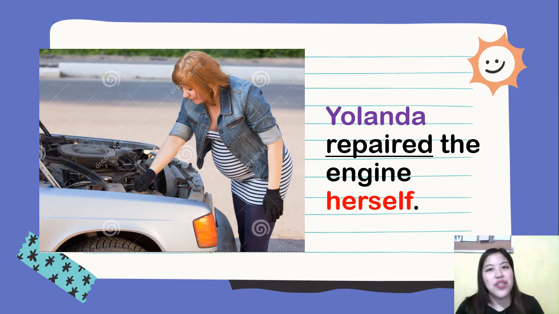Okay, so what did she repair? The answer to that is our direct object. And the direct object in this sentence is "the engine." As a rule, the words that follow the direct object usually are the indirect object in a sentence. So here, our indirect object is the intensive pronoun "herself." So we are just emphasizing that Yolanda, no one else, repaired the engine. What a superwoman, right?